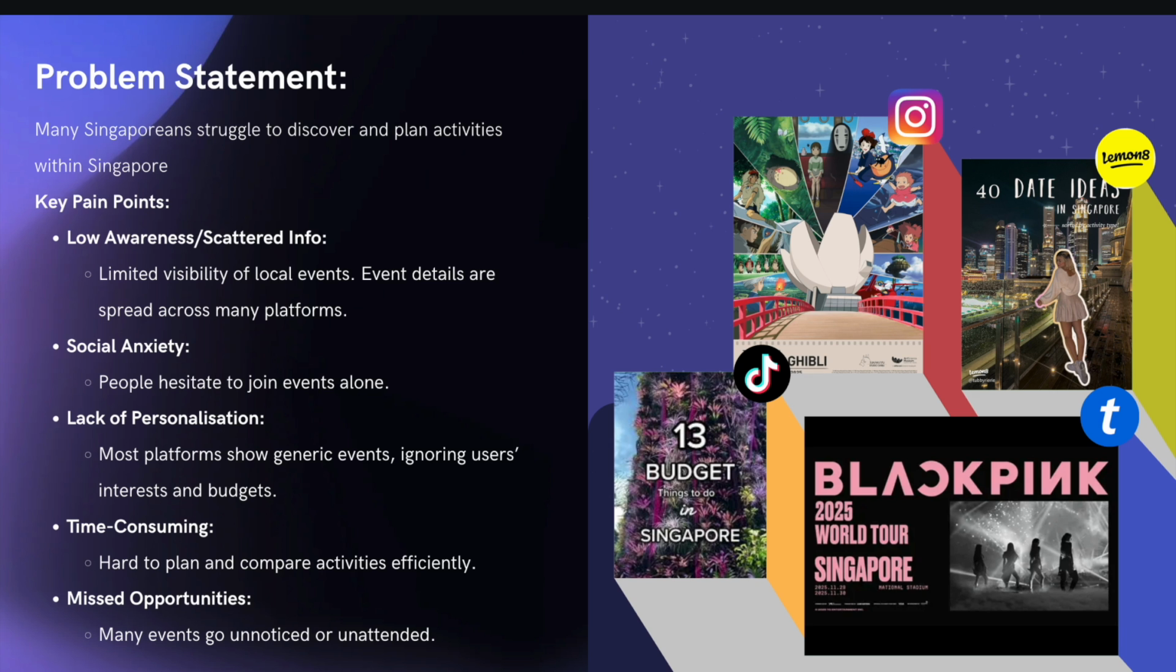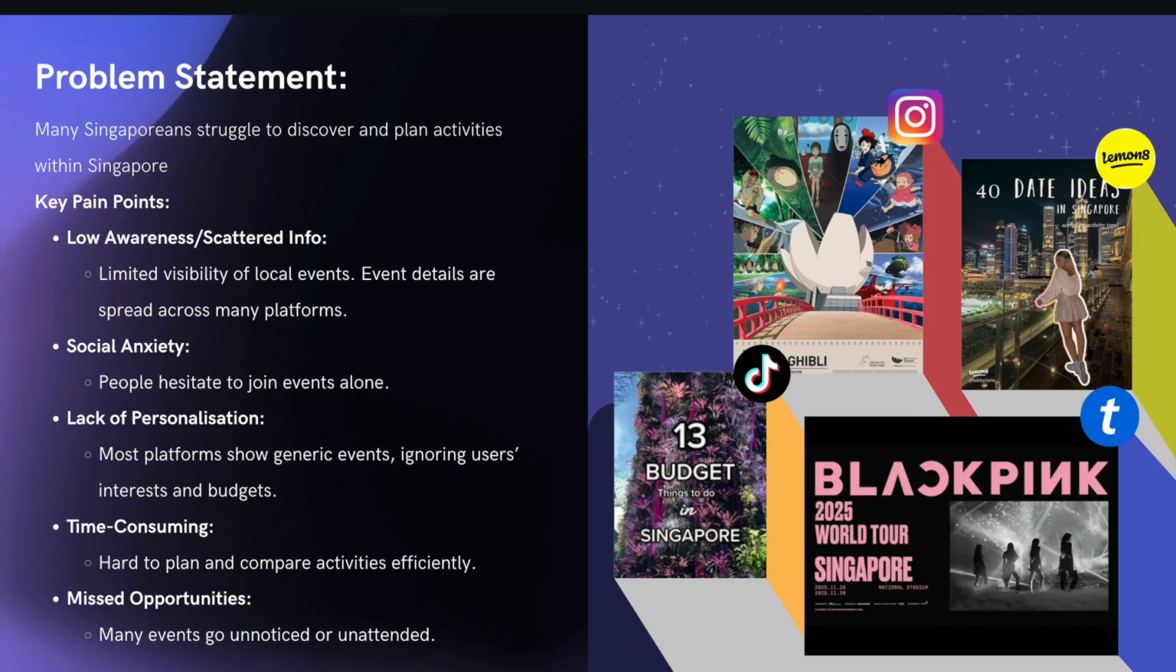Low awareness, where event details are scattered across multiple platforms. Social anxiety, where people hesitate to attend events alone. Lack of personalization, where most event platforms ignore our budgets or interests. It's also time consuming, where planning takes effort across different apps, and there are missed opportunities, where many great events simply go unnoticed. So we asked ourselves, how can we bring all these together into one seamless platform?